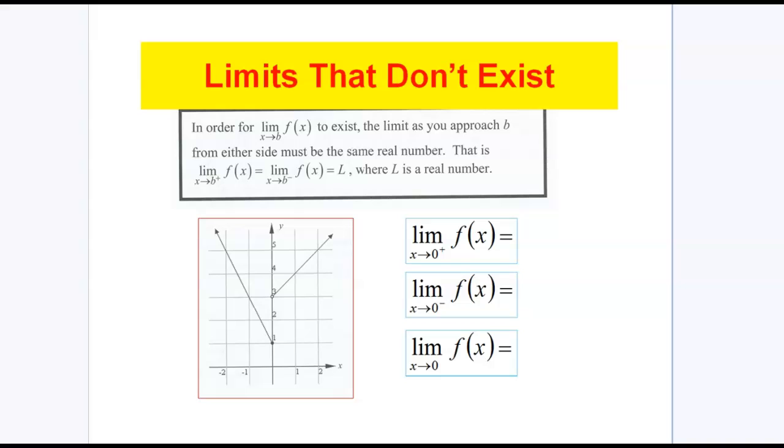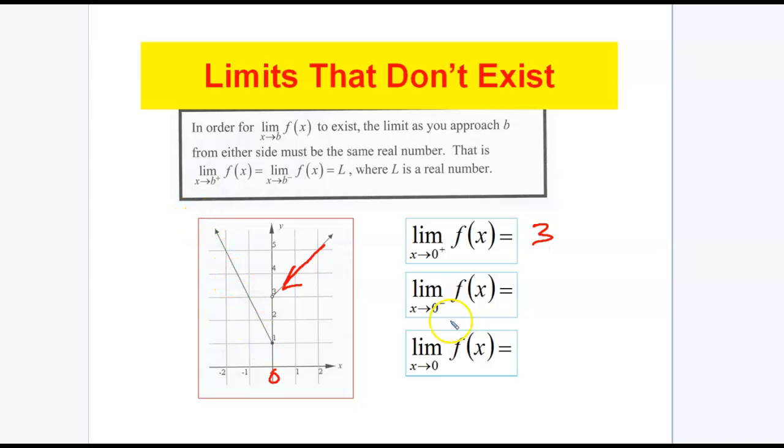Okay, for limits that do not exist. In order for a limit to exist, the limit from the left side of x has to equal the limit from the right side of x. And if we take a look at this example, the limit as x approaches 0 from the positive side. Well, here's where x is 0. Coming from the positive side, I'm coming along this path. Coming from the positive side of 0, my limit is 3.